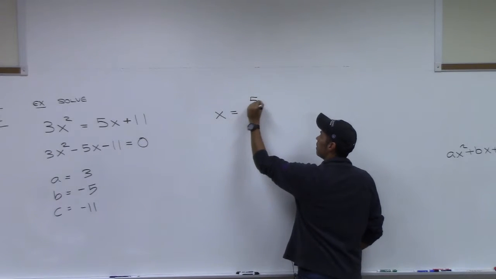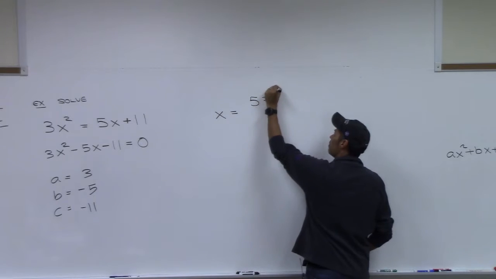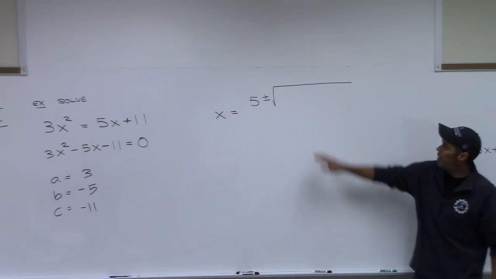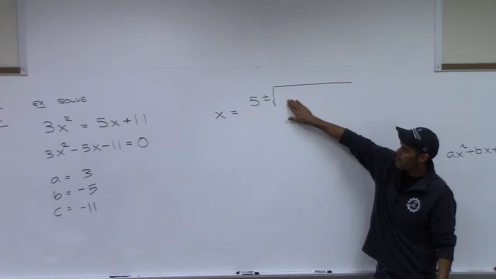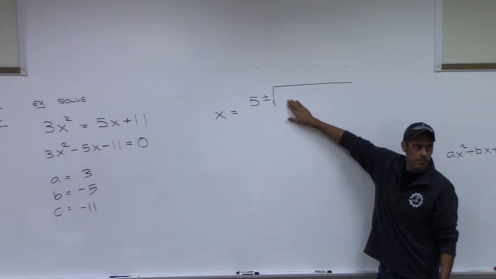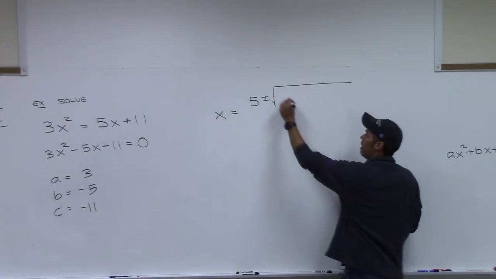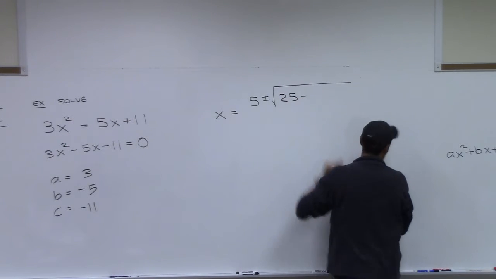5, okay, plus or minus square root. Okay, what's that piece right there, Rodrigo? 25, right? So that piece is always going to be positive, 25. Okay, you're off the hook.